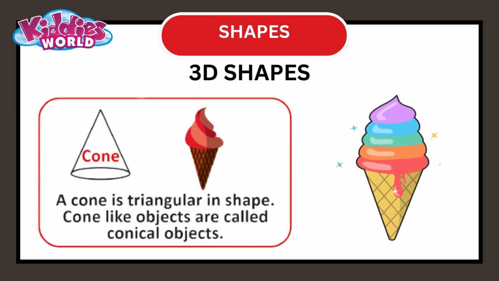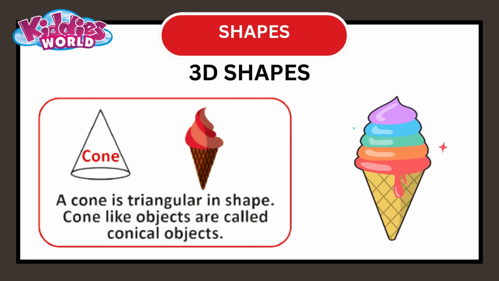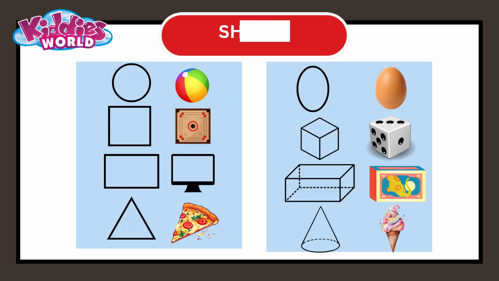And finally, we have the cone. A cone is triangular in shape. Ice cream cones are a delicious example of this shape. Let's quickly recap all the shapes we learned today. Shapes make everything around us fun and unique.